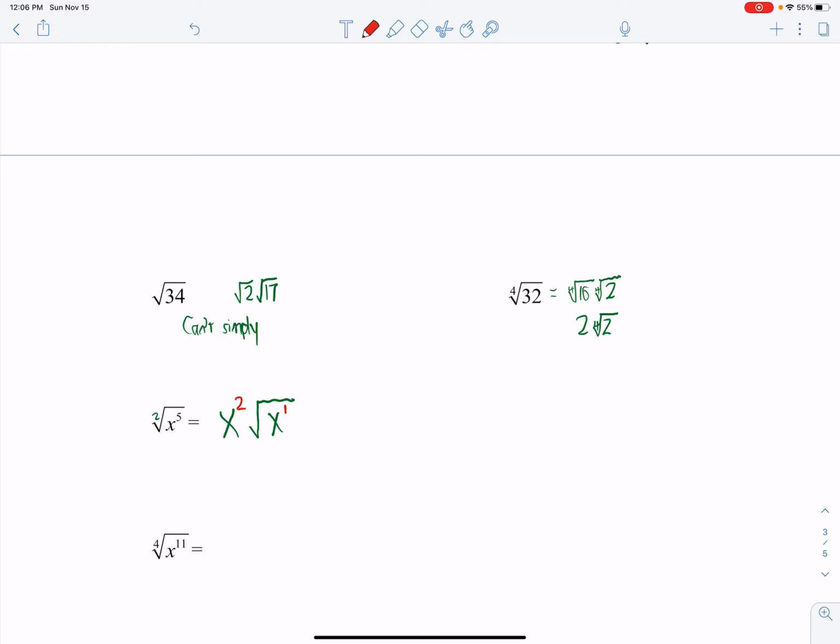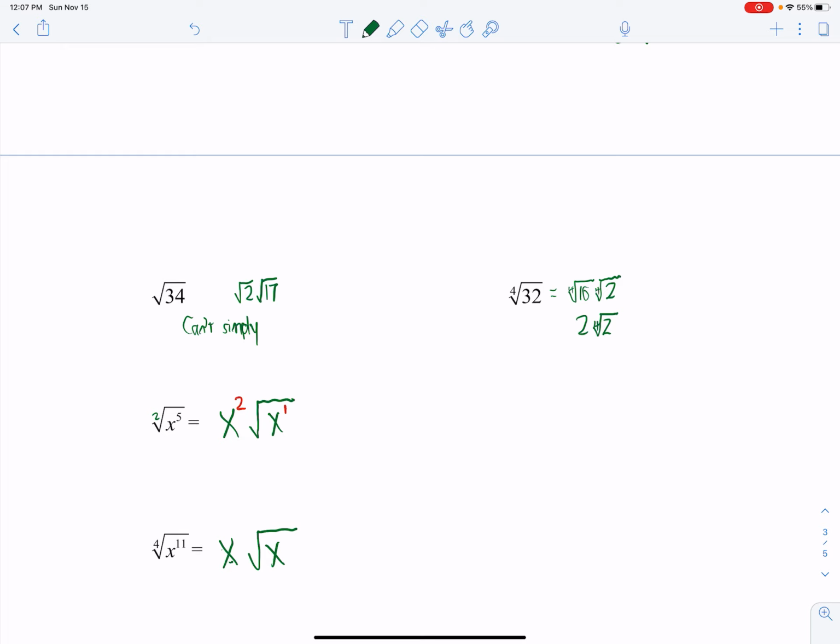To take a look at the next one, here we're dealing with fourth roots. The fourth root of x to the 11th. So let's think of that same process. 4 doesn't go into 11 evenly. So we know we're going to have part outside a root and part under the root. To look at the part outside the root, 4 goes into 11 twice with 3 left over.